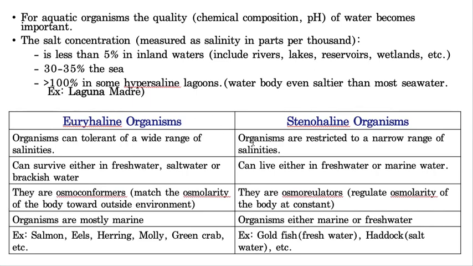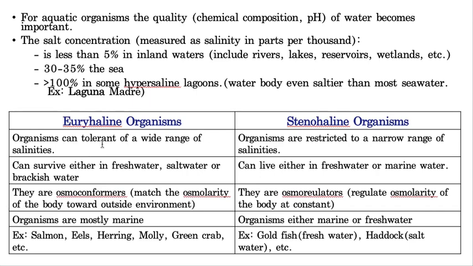Whereas organisms which cannot sustain wide-range fluctuations, that means they are restricted to narrow-range fluctuations of salt concentration, are called stenohaline organisms. These organisms can survive either in fresh water, salt water, I mean marine water, or in brackish water. As I clearly mentioned, stenohaline organisms are restricted to a narrow range of salinities. That's why they may be either freshwater or marine. If their habitat is changed, they can't survive because they don't have the capacity to tolerate the salinity.